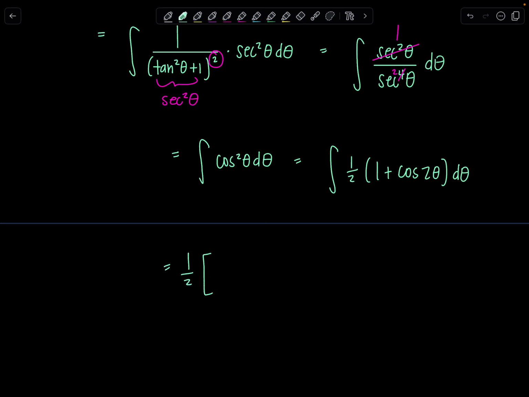So now we're ready. Let's take the antiderivative with respect to theta. So antiderivative of 1 is just going to be theta. Antiderivative of cosine 2 theta is going to be 1/2 sine 2 theta.